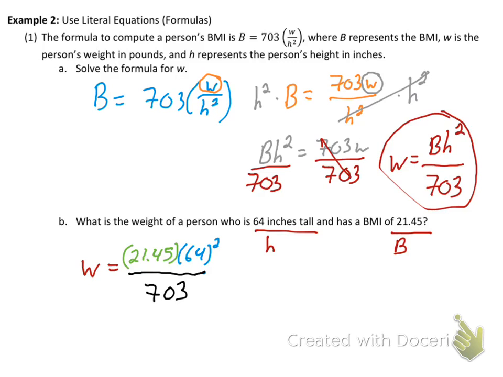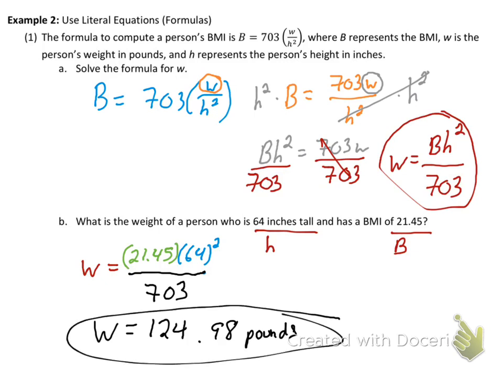So when I type that into my calculator exactly as I see it, so order of operations, I'm going to take 64 squared, multiply that by 21.45, and then divide that by 703. The weight of that person is going to be 124.98 pounds if I round to the nearest hundredth place. Okay? So that's one reason why we use literal equations, to help make our solving a little bit easier, especially when we're dealing with complex formulas.